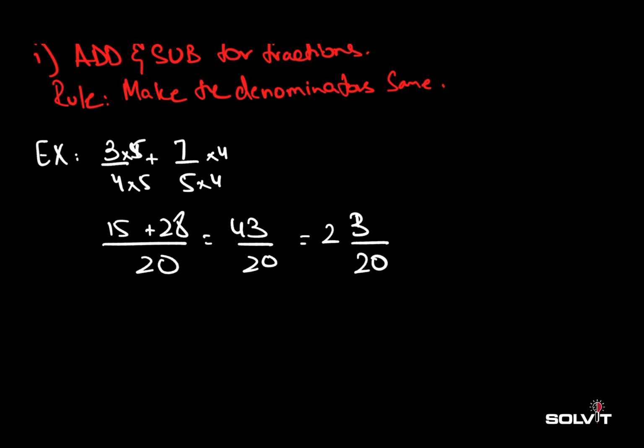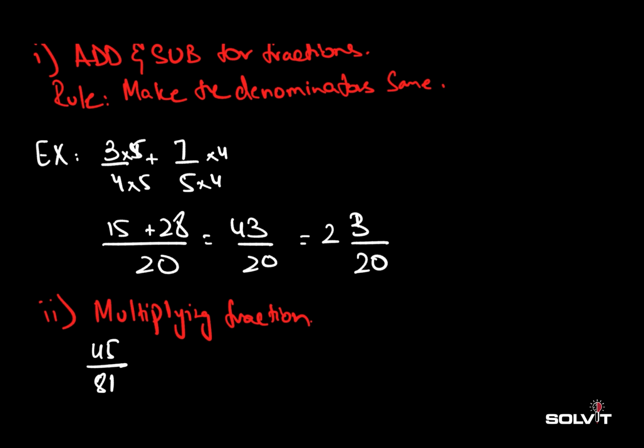Now let's move on and look at the second thing, which is basically multiplication of fractions. Now in multiplying fractions, right? So basically what we need to look at is, let's suppose a fraction is given to me that is 45 upon 81 multiplied by 27 upon 9. Alright, so this is the fraction that is given to me and now I need to multiply these two fractions.